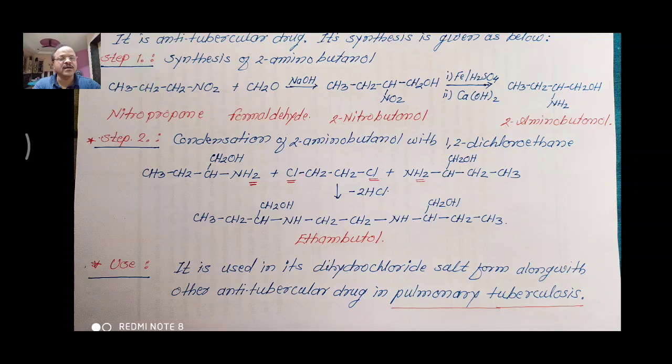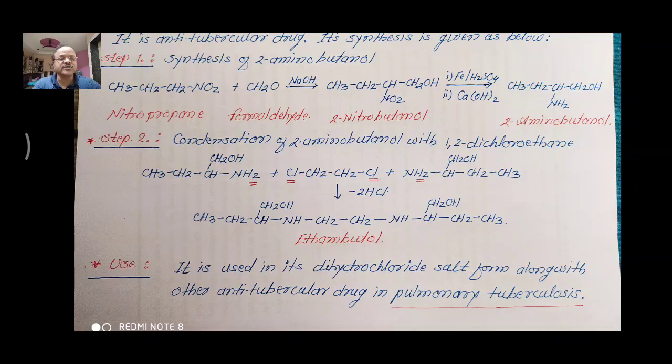Similarly, the hydrogen from the second molecule of 2-aminobutanol and Cl from 1,2-dichloroethane eliminate in the form of HCl. In this way, 2 HCl molecules get eliminated during this condensation. As a result, we obtain this ethambutol. So to remember this synthesis, you should remember the structure of the starting compounds. Once you remember the structure of the starting compounds, it will be easy to write the structures of the products. So this is the synthesis of ethambutol.